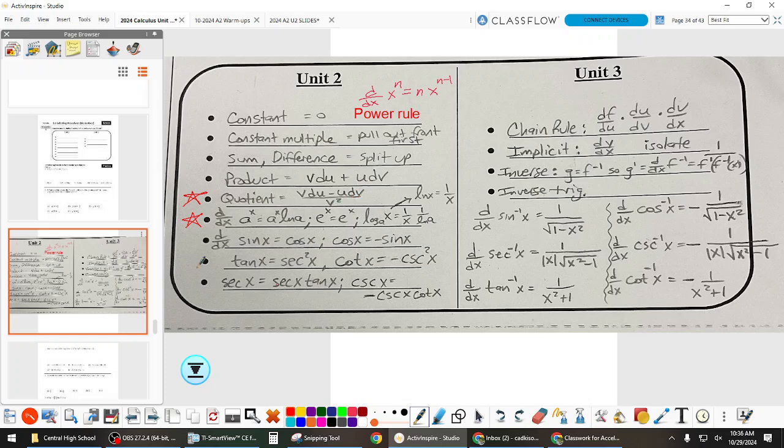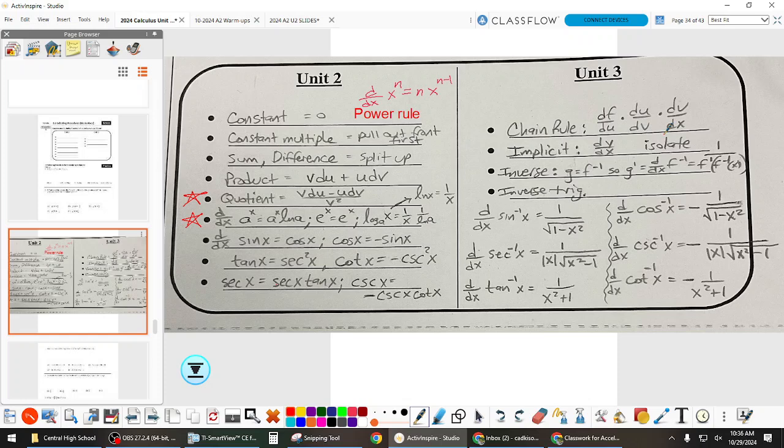So you'll see in a lot of my work that I go and label things u and v. And like for the chain rule, for quotient, sometimes I'll do that, not as often. So speaking of chain, df du, du dv, dv dx. And it just makes that so much more clear. Okay?